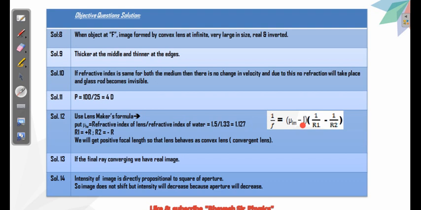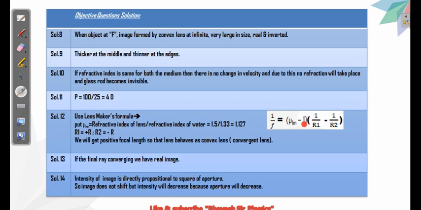Now R1 and R2 are the radii of curvature for both the spherical surfaces. R1 we take as positive R and R2 we take as negative R. I will discuss this sign convention at the end of this lecture. If you put plus R and minus R and solve, you will get 2 by R. This quantity comes out positive, and the other quantity is already positive, so you will get a positive focal length.